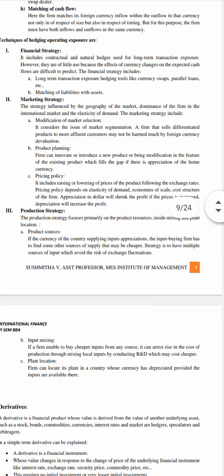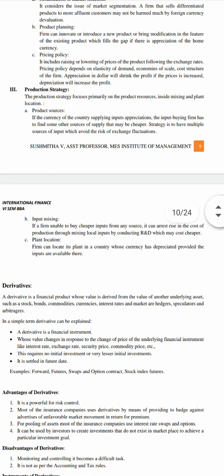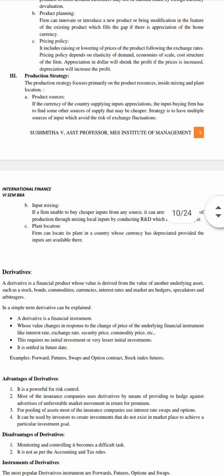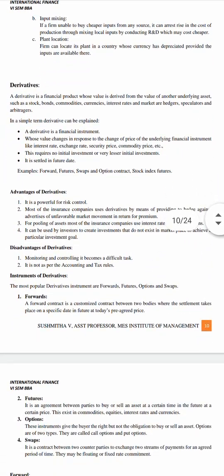This can be done in the name of financial strategy, and it can also be done in the name of marketing strategy, then production strategy. So I hope these concepts can also be understood by yourself. It's very, very simple. Next, derivatives.